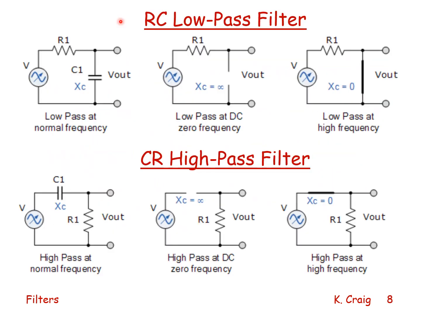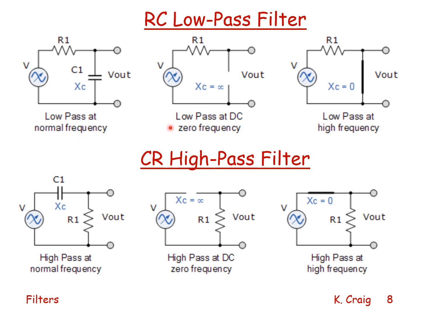Consider an RC low-pass filter, that's resistor capacitor low-pass filter. Here is the RC low-pass filter. We have a voltage in, and the voltage out is measured across the capacitor. This is the low-pass filter at normal frequency.